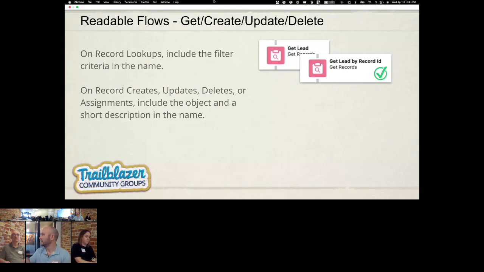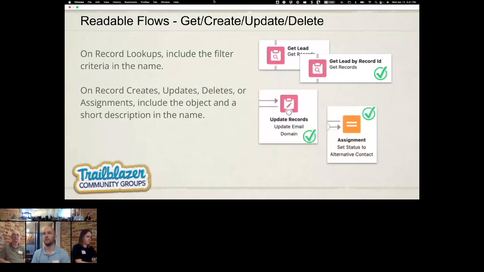When you're updating records, maybe mention what you're updating. When you're assigning stuff, what fields are you actually assigning? These kinds of things make it so that just when you're at the flow high level view, it's much easier to read and see what's going on.